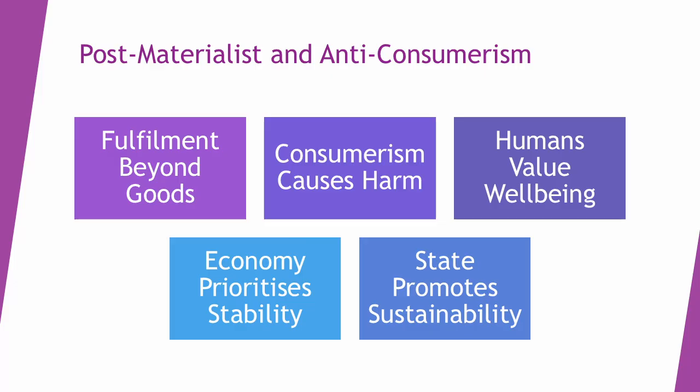Based on post-materialist and anti-consumerism ideas, ecologists view human nature as capable of valuing well-being over consumption. Based on post-materialist and anti-consumerism ideas, ecologists view the economy as needing to prioritize ecological stability over profit. Based on post-materialist and anti-consumerism ideas, ecologists view society as enriched through non-material values and communal living. Based on post-materialist and anti-consumerism ideas, ecologists view the state as responsible for regulating consumption and promoting sustainable lifestyles.